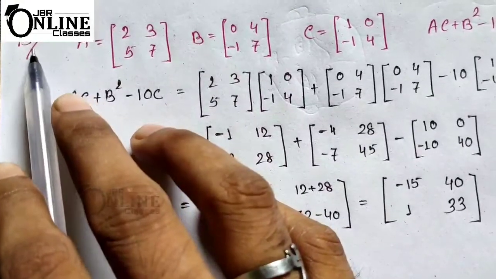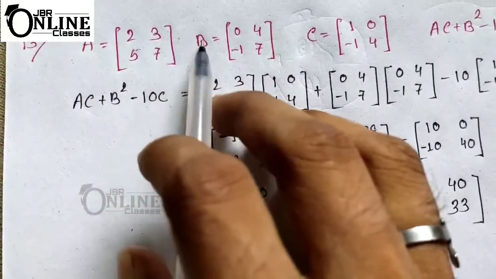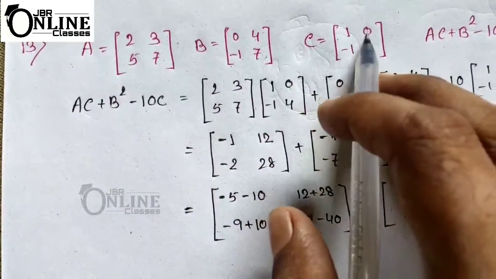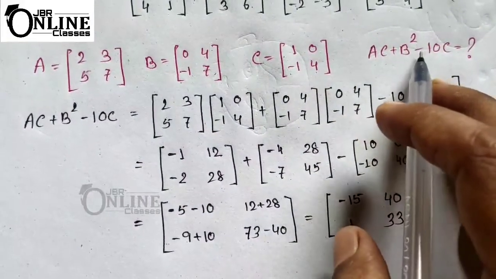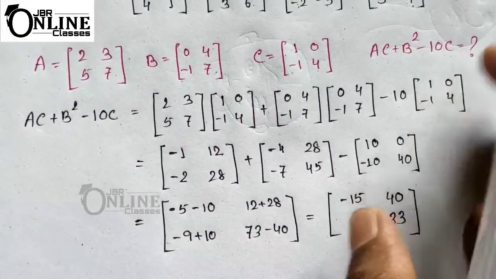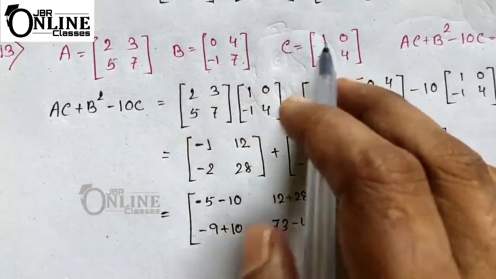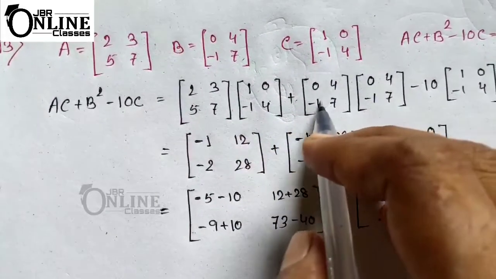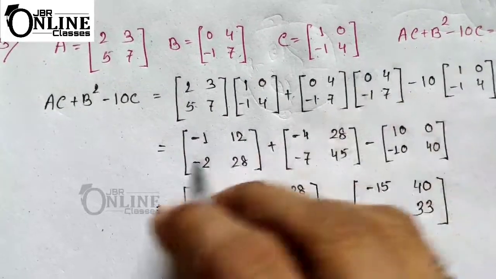Okay, so here sum number 13. In sum number 13, A equals [[2, 3], [5, 7]], B equals [[0, 4], [-1, 7]], C equals [[1, 0], [-1, 4]]. So AC plus B square minus 10C, you have to find this value. For AC, that means A into C. So write down A matrix into C matrix, plus B square means B matrix into B matrix. Now minus 10C, so 10 into C matrix.